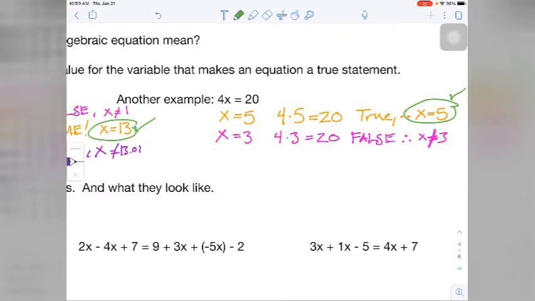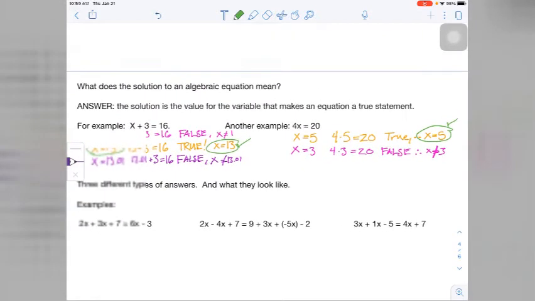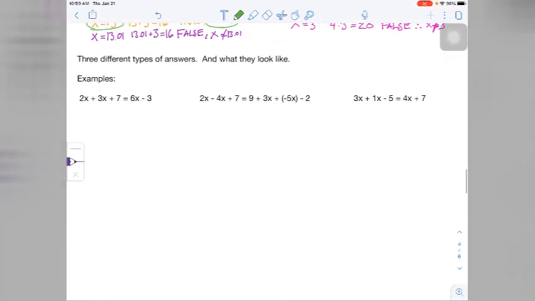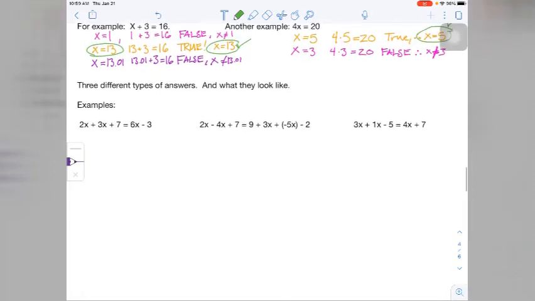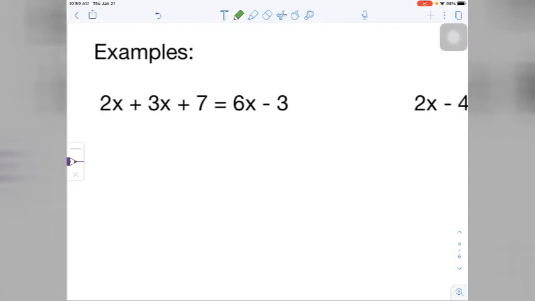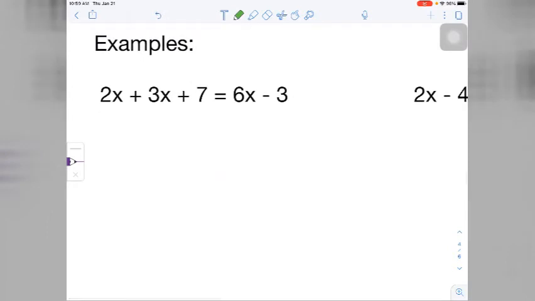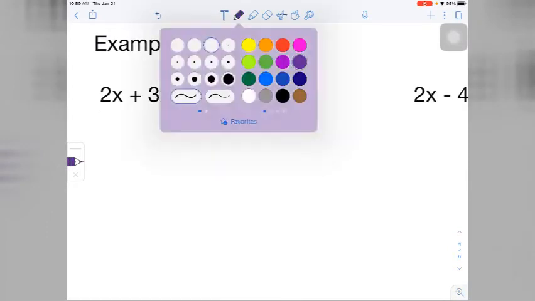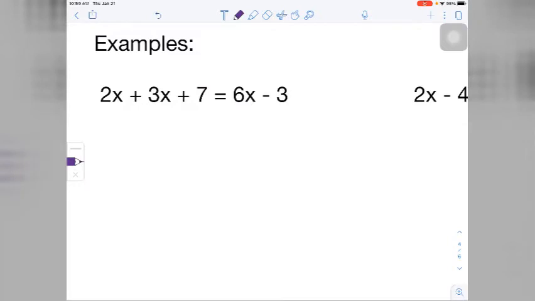Okay, so now that same thing applies to bigger expressions. There are different types of solutions, and we're going to see what they look like. But the question is, does my answer make the equation true or not? That is really what we're asking. So I'm going to zoom in on this one first. You guys should already know the simplifying steps, so I'm going to walk through those pretty quick.